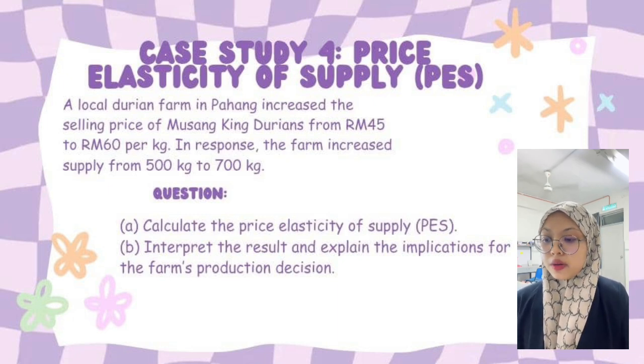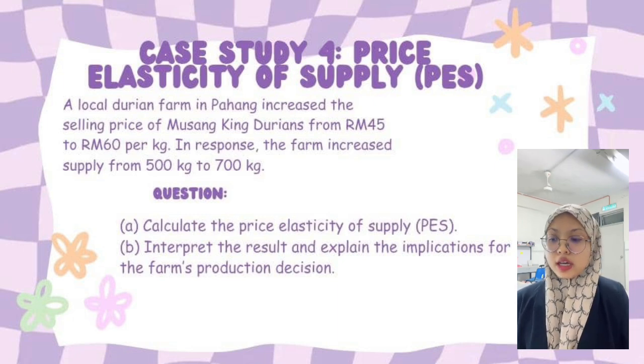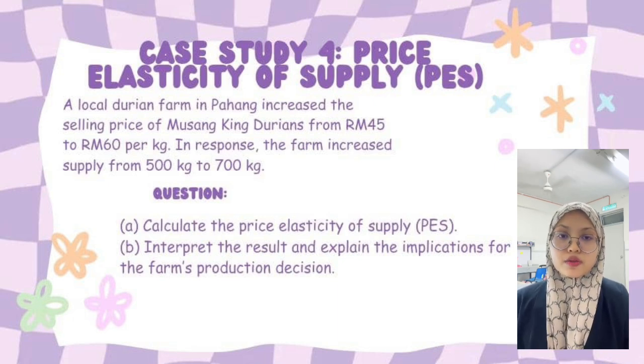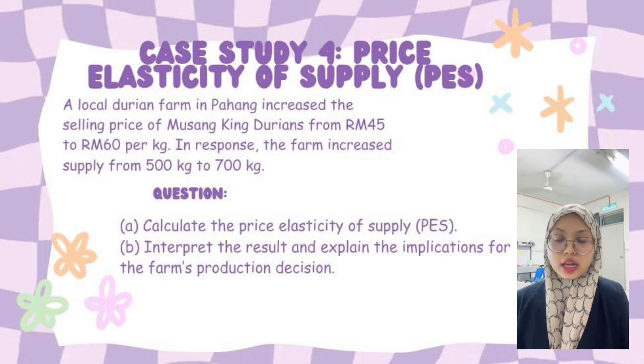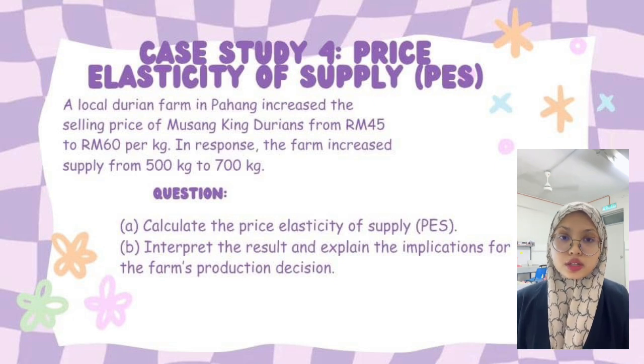Let's move on to case study 4, which is price elasticity of supply, PES. A local durian farm in Pahang increased the selling price of Musang King durian from RM45 to RM60 per kg. In response, the farm increased supply from 5,000 kg to 7,000 kg. Question A: calculate the price elasticity of supply, PES.